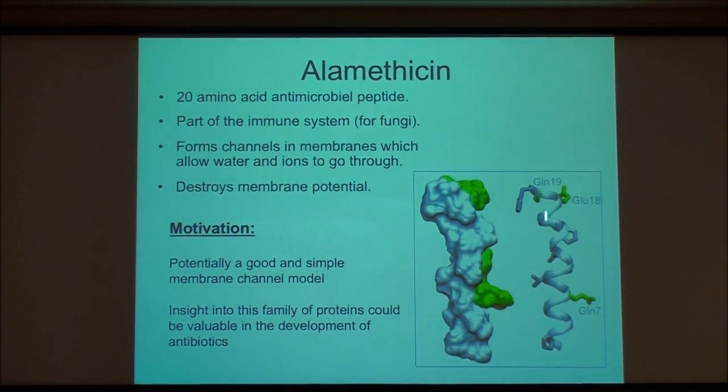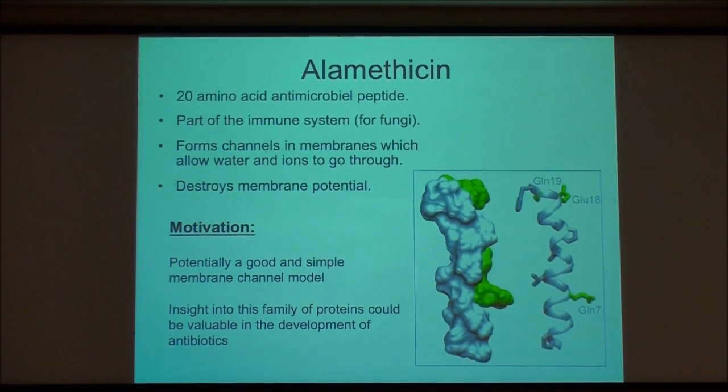This is a single monomer here. When it's added to the membrane, it forms channels in the membrane. And by forming pores in the membrane, it essentially kills the cell because you kill the proton gradient and ion gradient across the membrane. The question is what happens to this and how it oligomerizes inside the membrane. So that was something we wanted to describe.